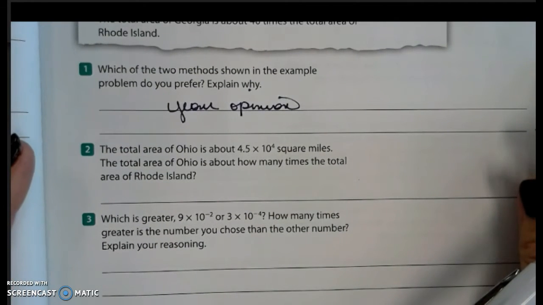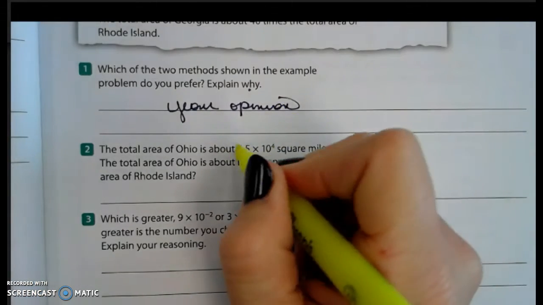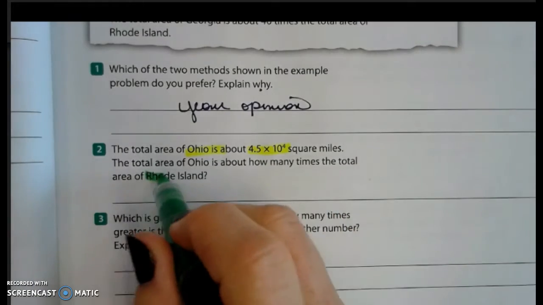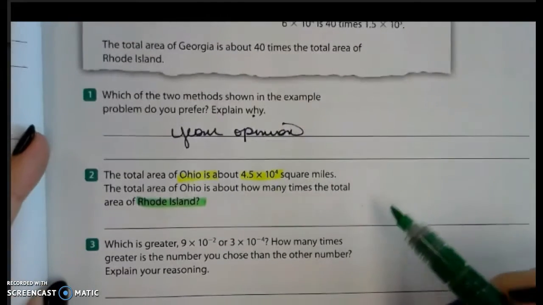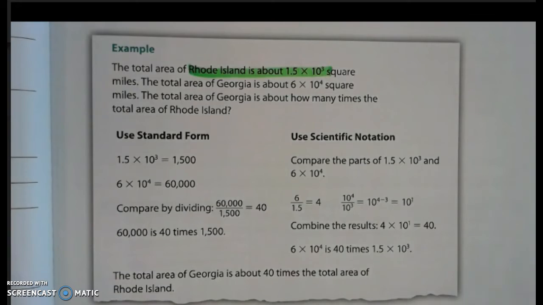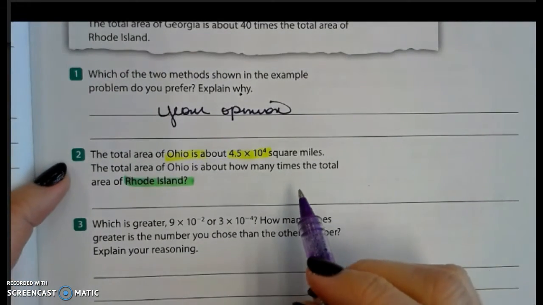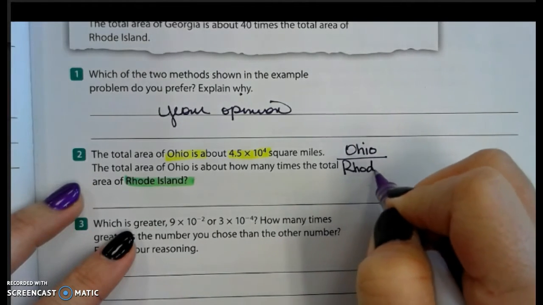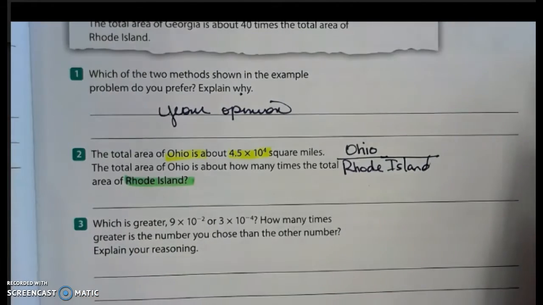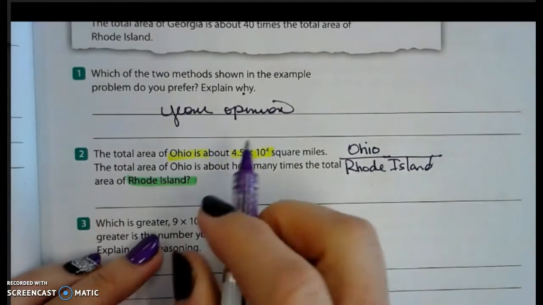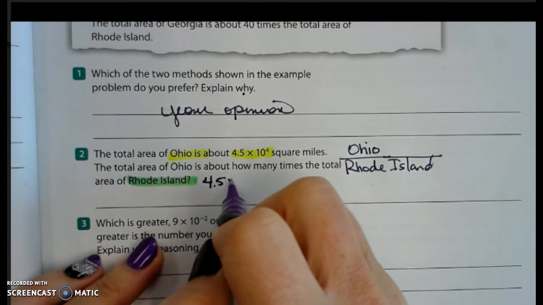Number 2 says the total area of Ohio is about 4.5 times 10 to the 4th square miles. The total area of Ohio is about how many times the total area of Rhode Island? If you know anything about Rhode Island, you know it's fairly small by comparison to the other states. Now, they didn't give you the number for Rhode Island, but if you read the example problem, Rhode Island was given to you. Now, when they say how many times is Ohio than Rhode Island, that means you're going to set this up as division with the larger state, Ohio, divided by the smaller state, Rhode Island. So in my numerator, I'm going to have Ohio, 4.5 times 10 to the 4th.